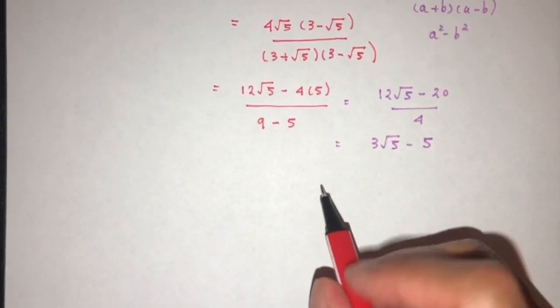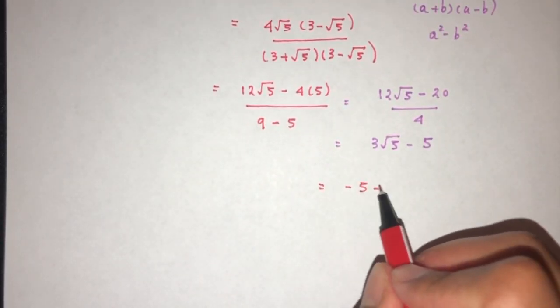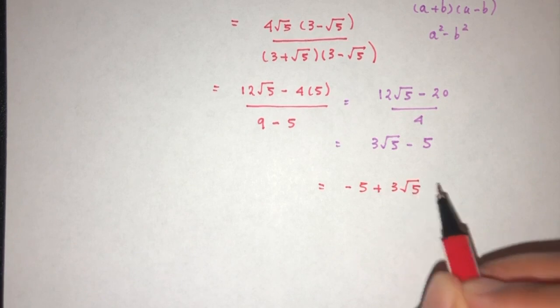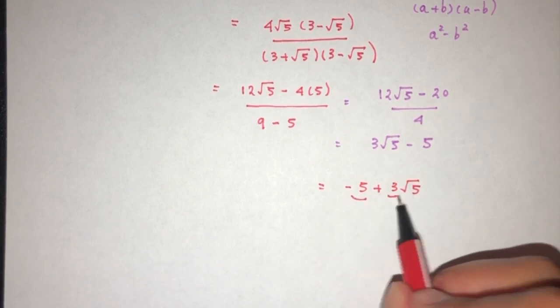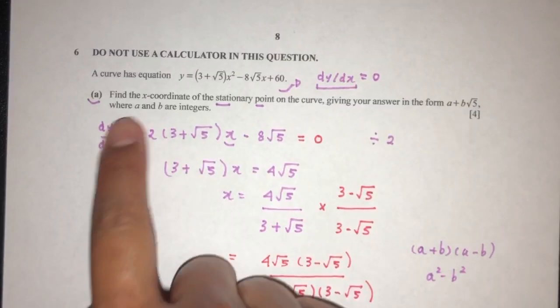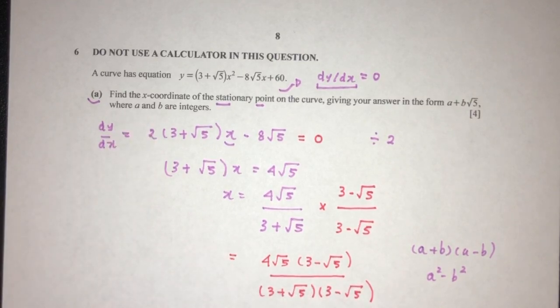So let's rewrite this down as required. We have minus 5 plus 3 root 5. This is your value of a, this is your value of b according to the question, and these are integer values which are whole numbers. This is shown as required for part A of your question. Now let's move on.